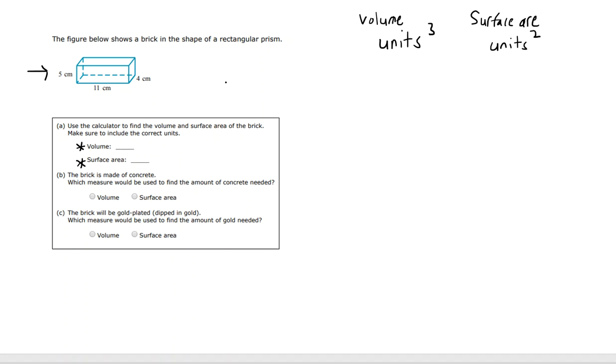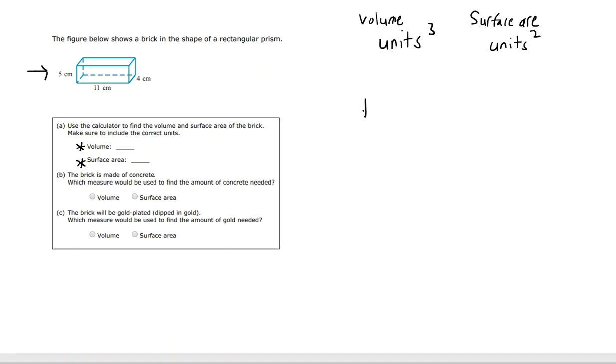So let's just go ahead and start with surface area. Just because we've been working on volume for so long, we may need a little bit of a review about surface area. So remember, surface area for a rectangular prism. In order to find the surface area, we have to have the area of all of the faces, right? So we need to know what the net is. We need to know what this rectangular prism is made up of.